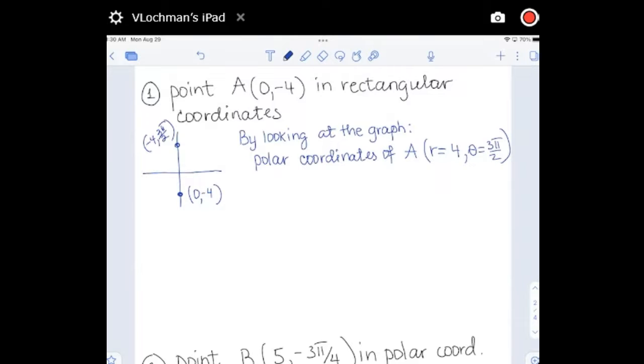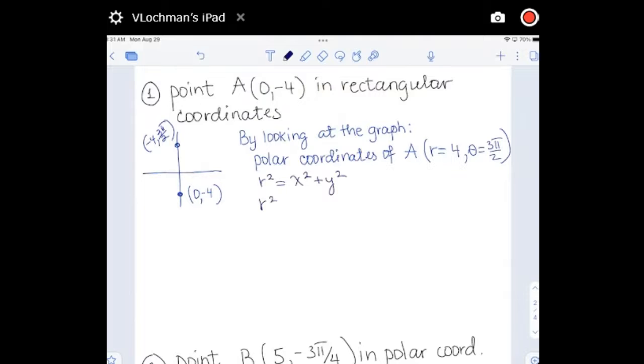All right. So by looking at the graph, you say, sure, I can figure it out. R is equal to 4, theta is 3 pi over 2. But how do we determine it if we can't just figure it out easily? Not all points are easily like this. So in this case, we would use our equations. r squared is equal to x squared plus y squared. Now let me derive it for you. How would you convert a point from rectangular to polar without it being this nice?